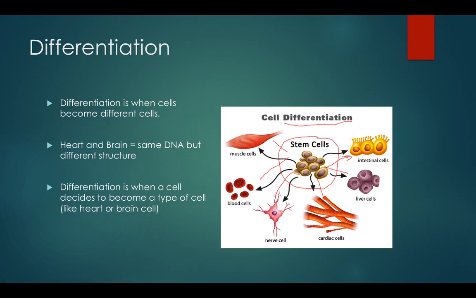But once they become that cell, so once a stem cell becomes a muscle cell, it's done. It can't go back to being a stem cell. At least not yet. And that's what differentiation is.